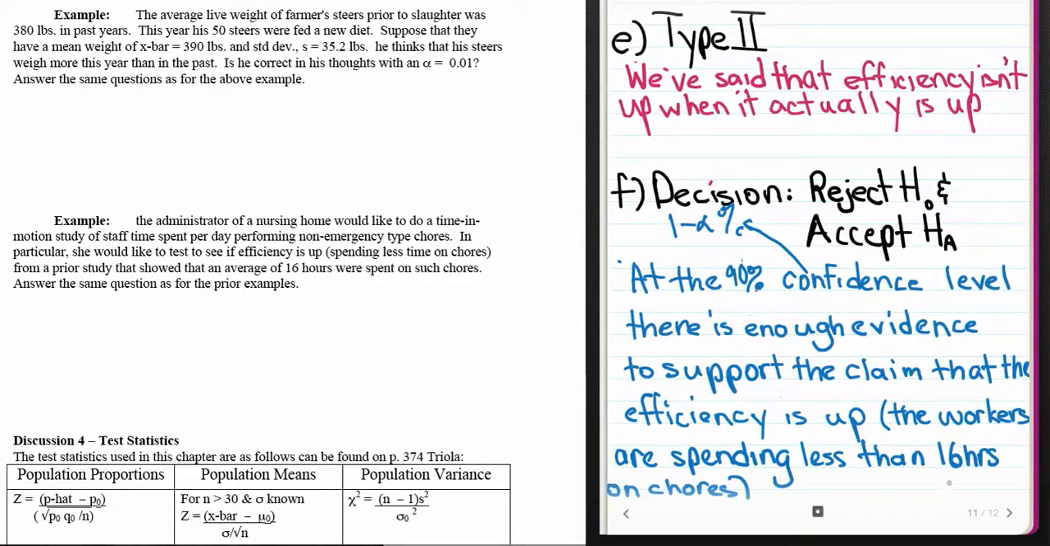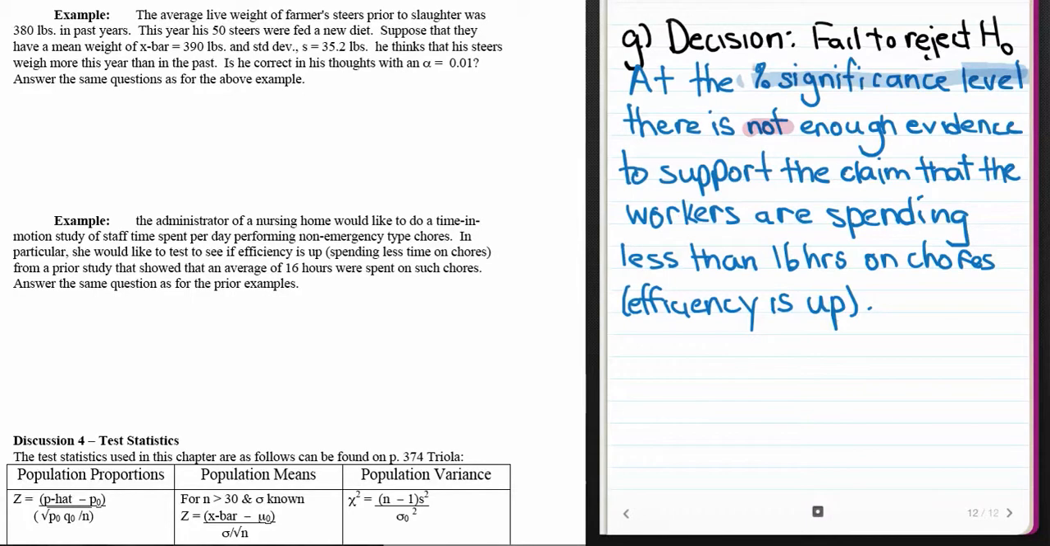And the numbers, see, do play a big part in the actual problem, so that's why I put those in there as well. Now the decision of fail to reject at the, and this time I've used significance level, so I'll put in a 10% significance level. There is not enough evidence to support the claim that workers are spending less than 16 hours on chores, and this time I put in parentheses the actual claim that efficiency is up, showing you that although you don't have to use the wording of the original claim, it is actually a preferable thing that we do.